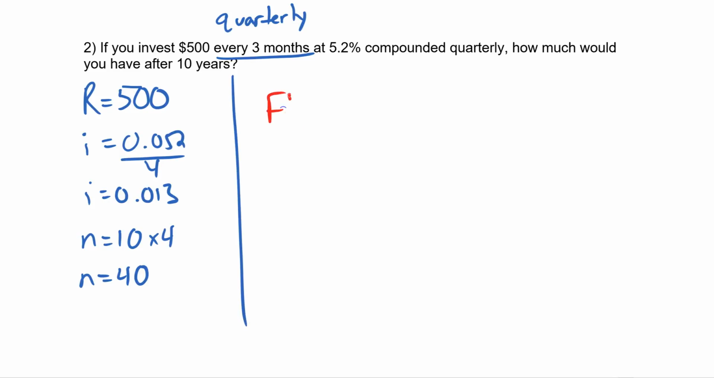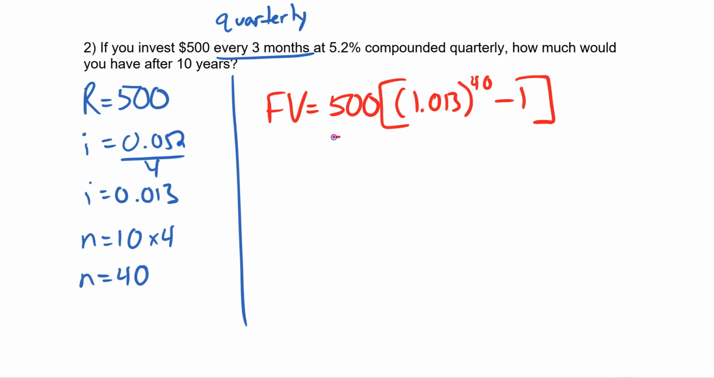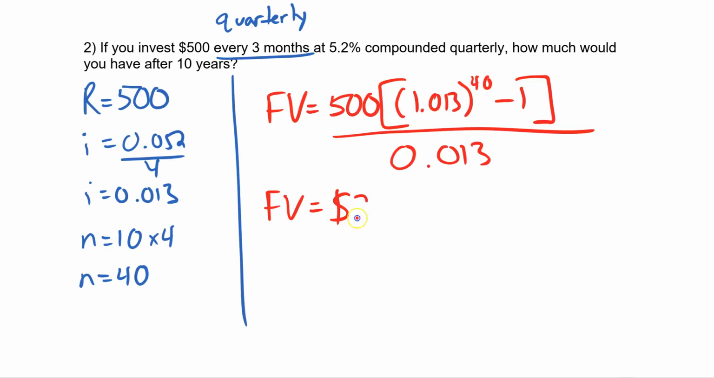So putting together my future value formula, my R value is 500. Now 1 plus I is 1.013. That's to the power of N. Subtract 1, and then the whole thing is divided by just I, which is 0.013. A very common mistake is some people will divide by 1.013, but it is just I in the denominator. So make sure you understand that formula. So in total here, I've calculated that we will have $26,015.41 if I round it.